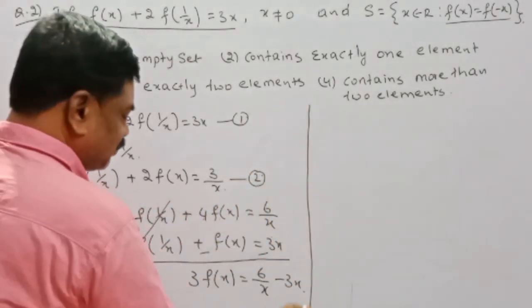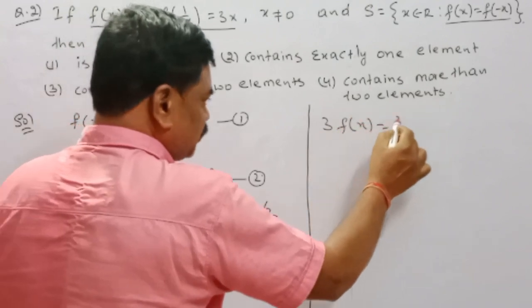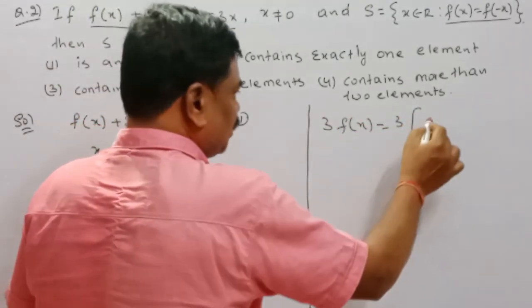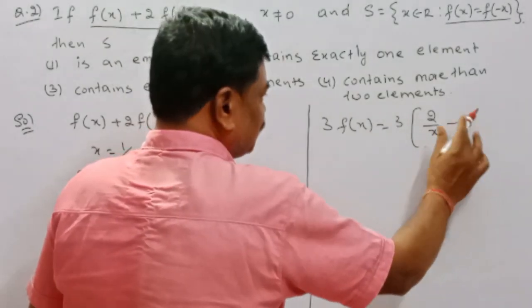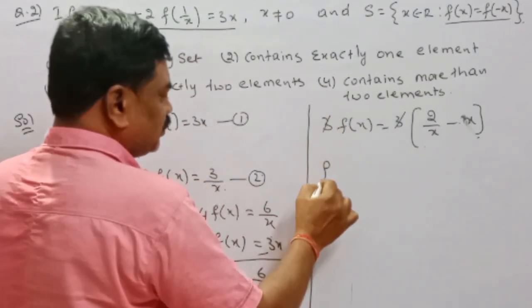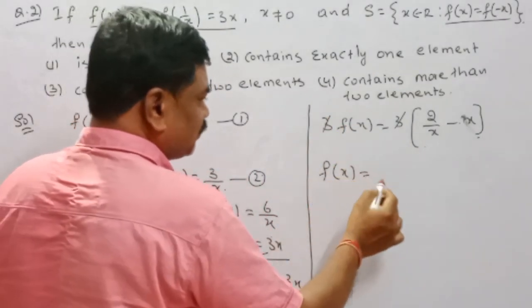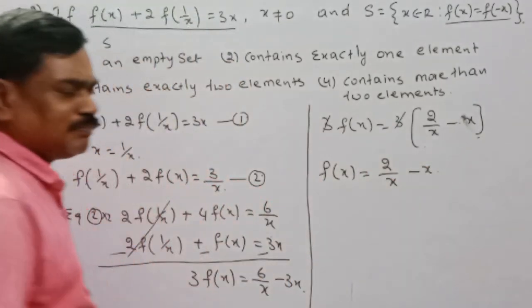Then what is the value? So 3f(x) is equal to 3 common, (2/x - x). 3 cancels. What is f(x)? f(x) is equal to 2/x minus x.